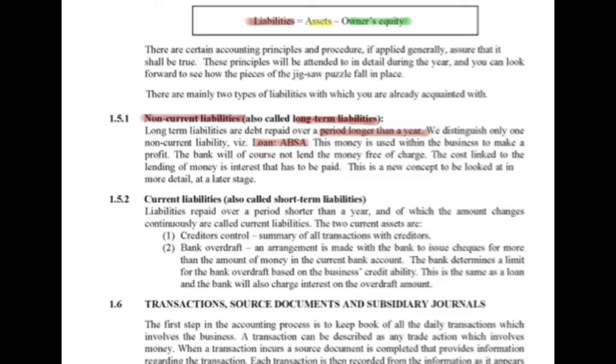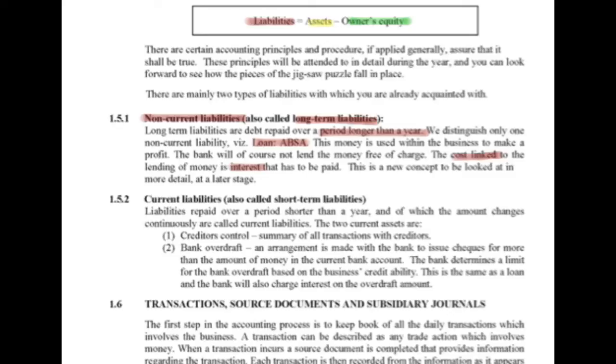Also, you can see a mortgage loan. When you see a mortgage loan, remember mortgage stands for the loan on a house or the loan on a building. So that's a very long term. They actually give us anything from 18 to 25 years to pay back such a loan. So this money is used within the business to make a profit. The bank will, of course, not lend the money free of charge. The cost linked to the lending of money is called interest, and that needs to be paid. This is a new concept to be looked at in more detail at a later stage.